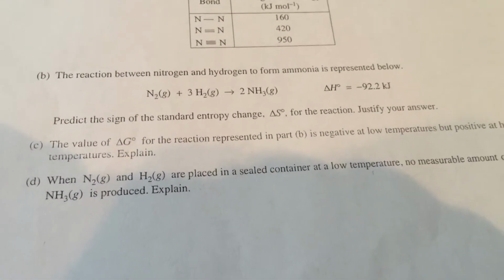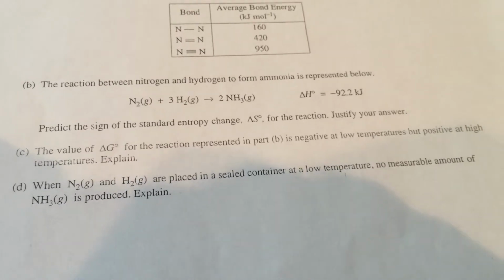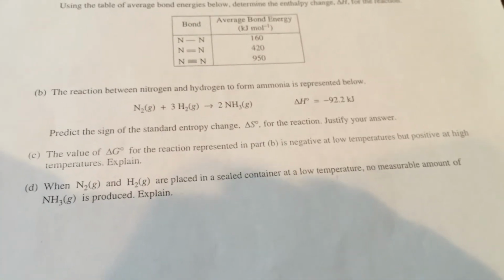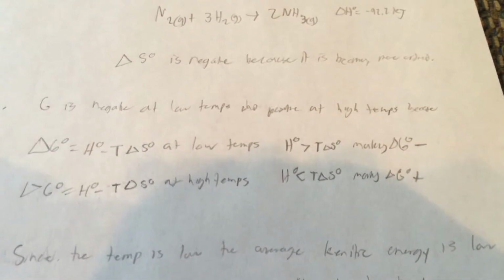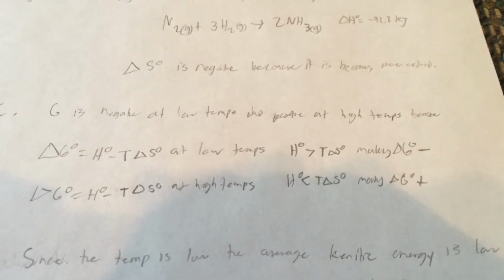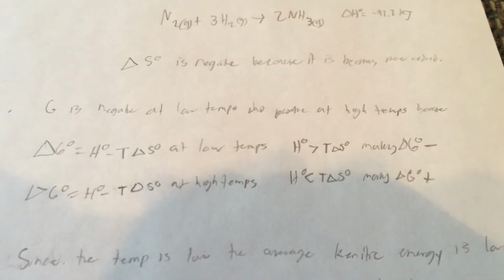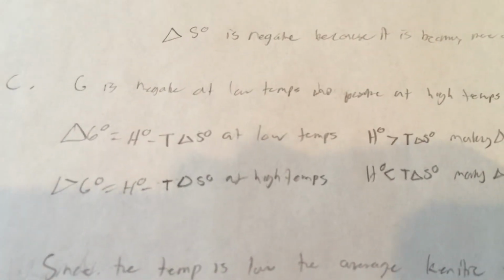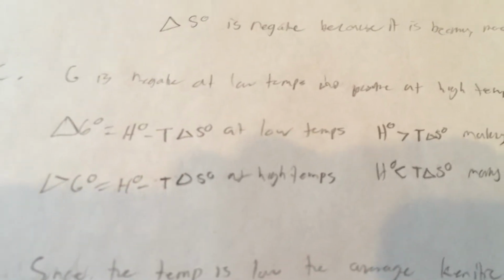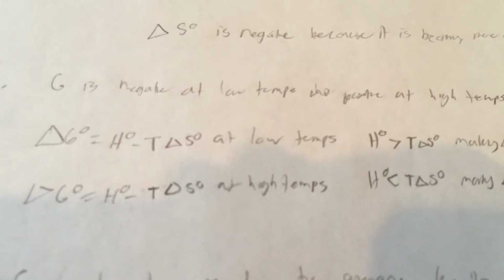The value of delta G for the reaction represented in part B is negative at low temperatures but positive at high temperatures. Why is this? So as we come over here, we see that delta G is negative at low temps and positive at high temperatures because we go to the formula here, which is delta G equals delta H minus T delta S, where this is enthalpy and this is entropy. And so at low temperature, I forgot to put the delta here, I'll fix that now.